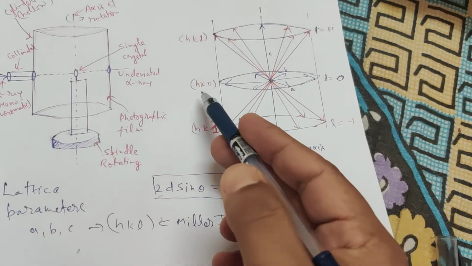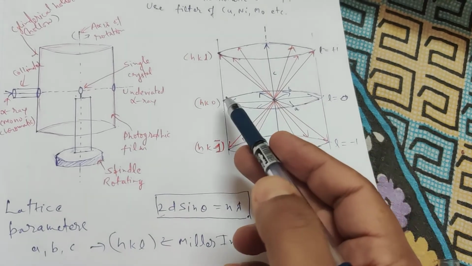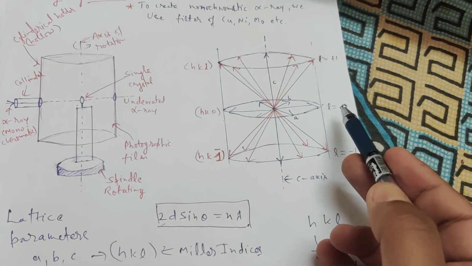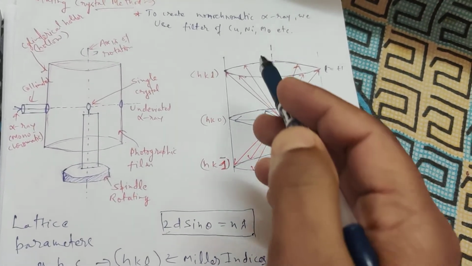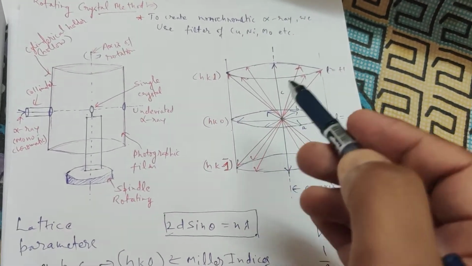So therefore this is the 0 layer, so this is hk0. This is known as the 0 layer. So this l here is equal to 0. This is 0 when the crystal plane is parallel to the axis of rotation.